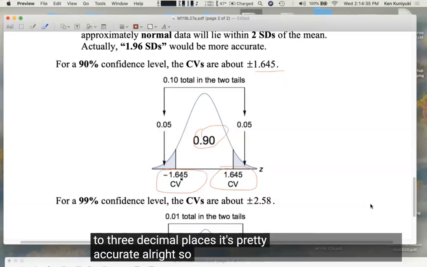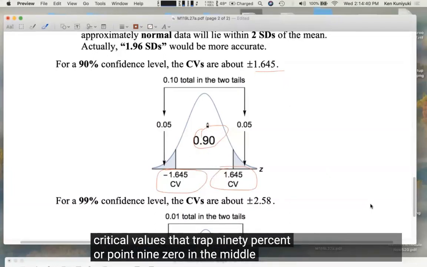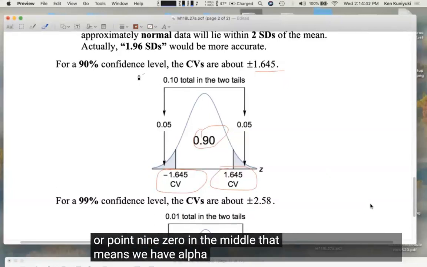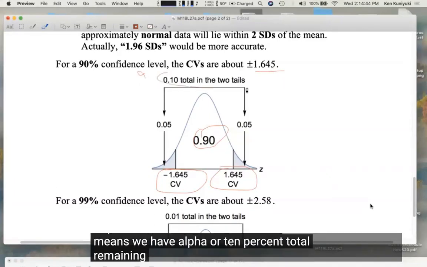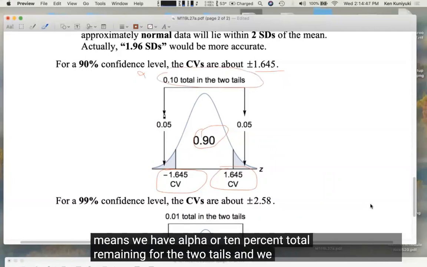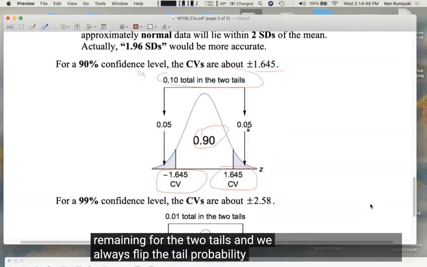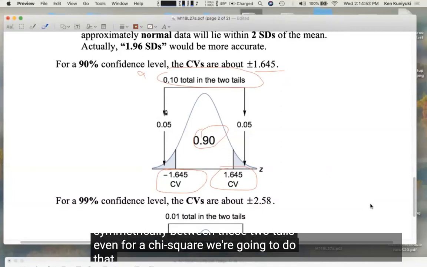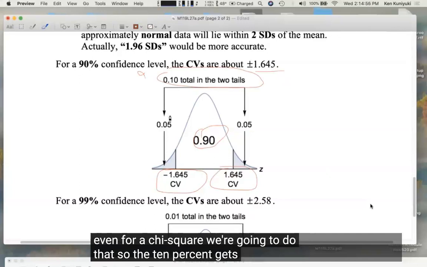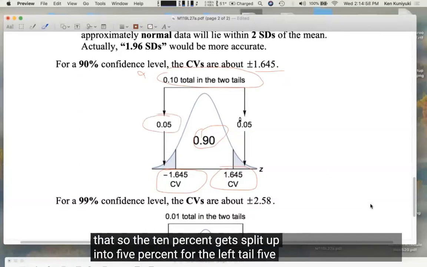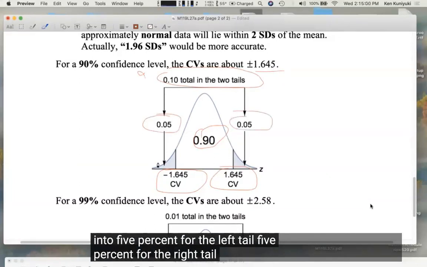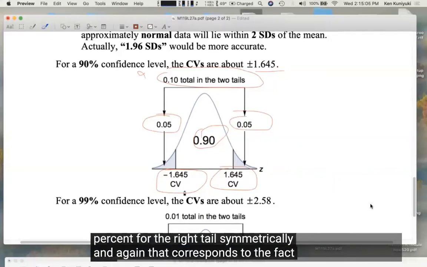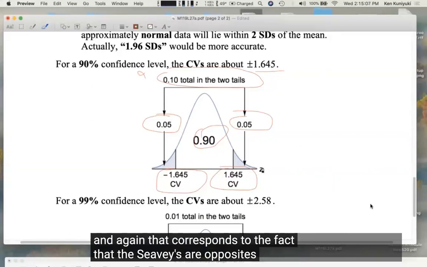All right, so these are the critical values that trap 90% or 0.90 in the middle. That means we have alpha or 10% total remaining for the 2 tails. And we always split the tail probability symmetrically between these 2 tails. Even for a chi-square, we're going to do that. So the 10% gets split up into 5% for the left tail, 5% for the right tail, symmetrically. And again, that corresponds to the fact that the CVs are opposites.